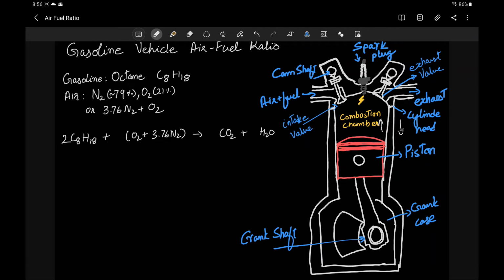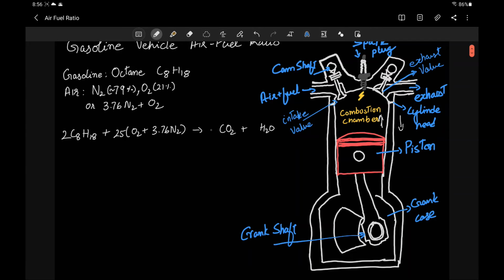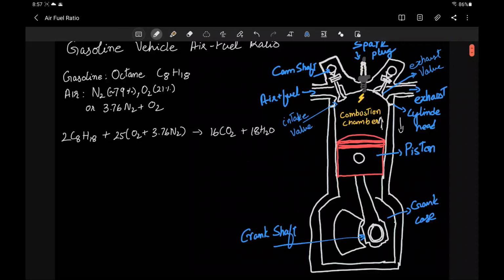So 2, 25, 16, 18. This is how it's balanced. And so for every molecule of the octane, we need 12.5 molecules of oxygen, if that makes sense.